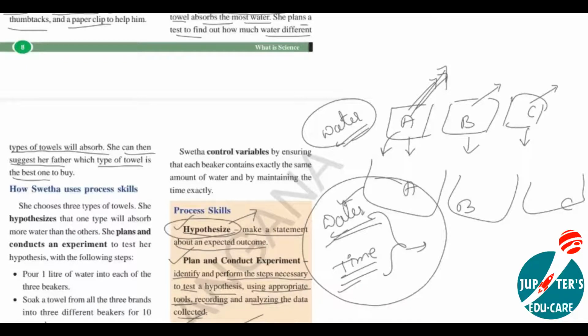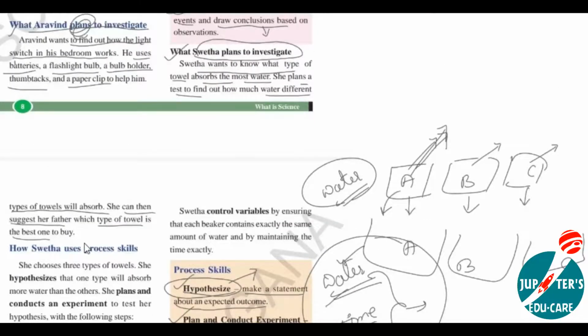We identify and control factors that may affect the outcome of an experiment, so that only one variable is to be tested in an experiment. So we have to check this before going to the experiment. All of these are part of the process skill, that is, plan and conduct an experiment. Right? Then, what is her experiment?